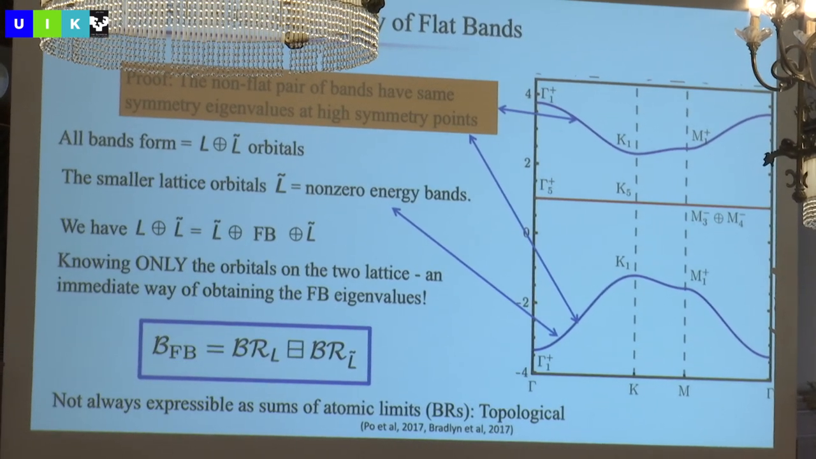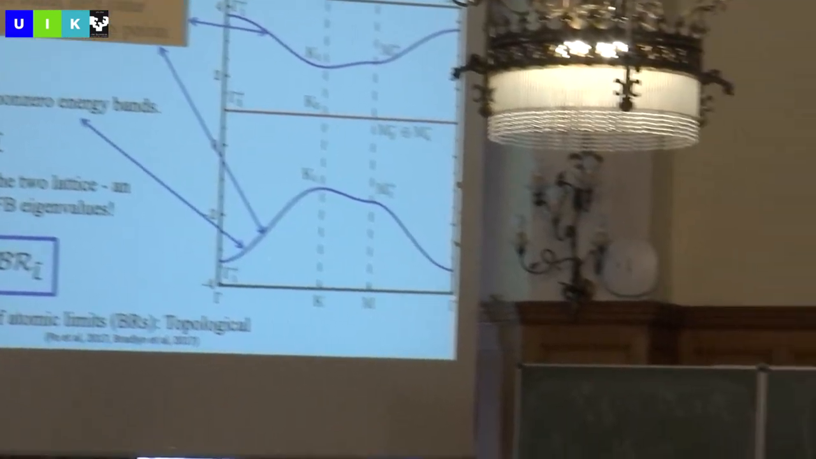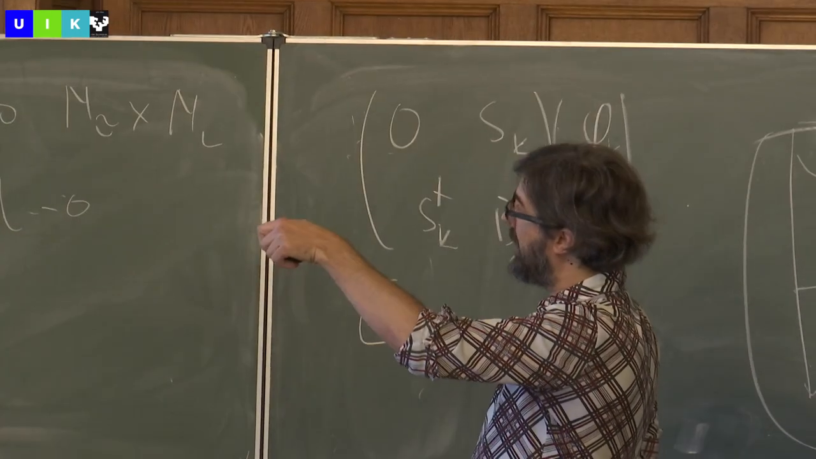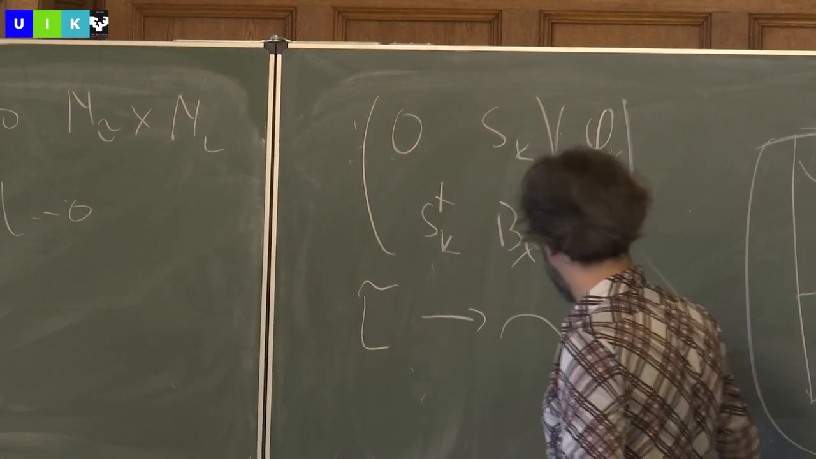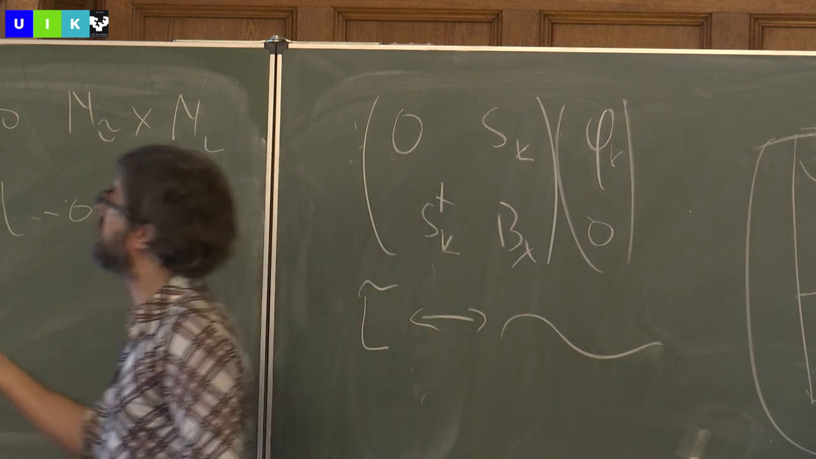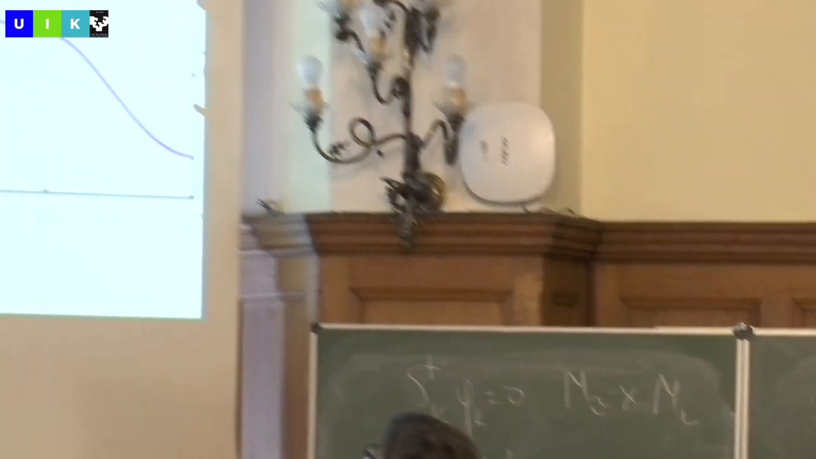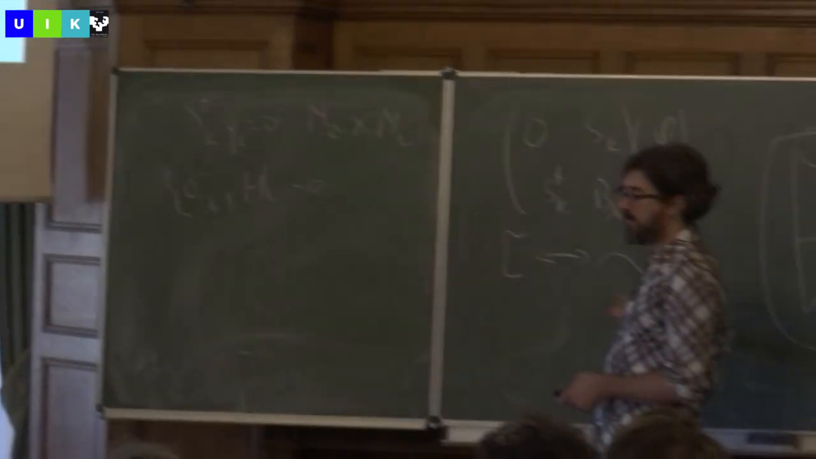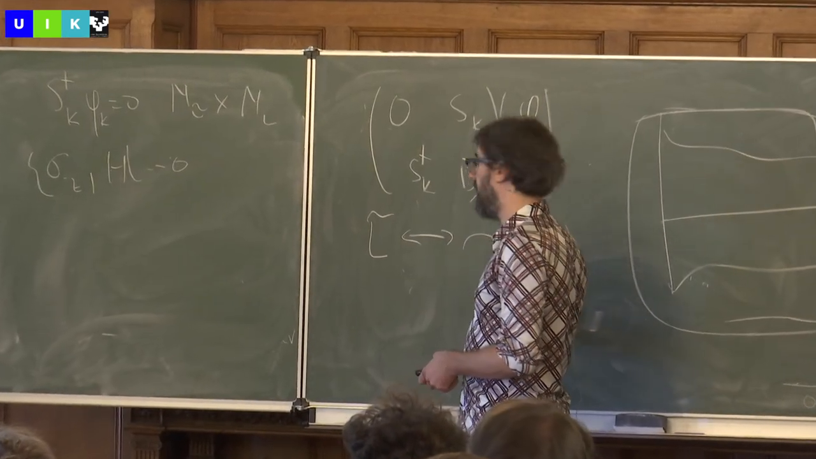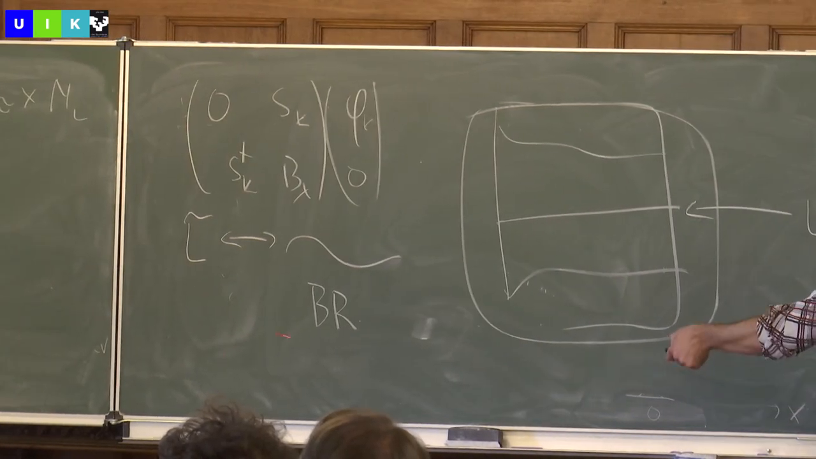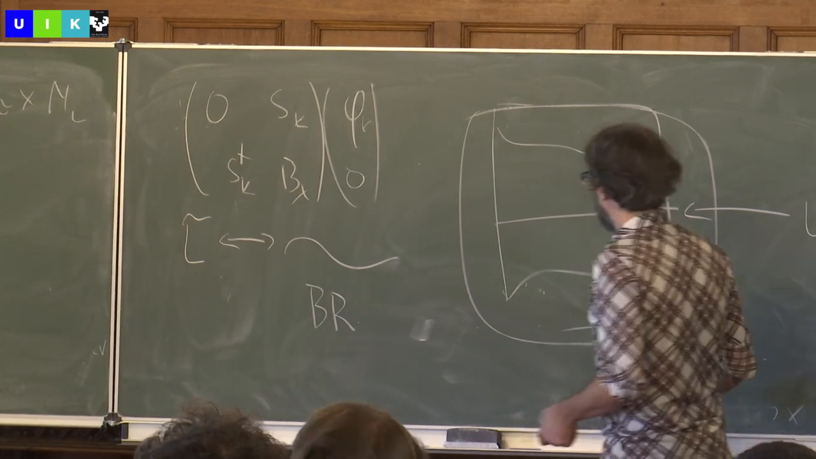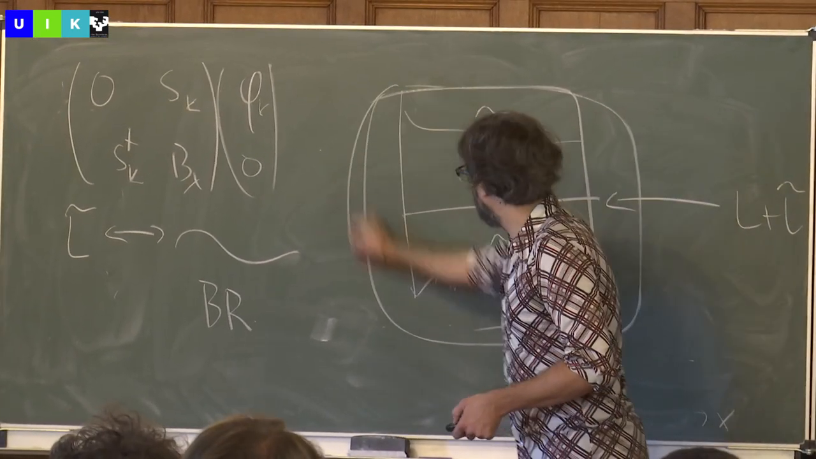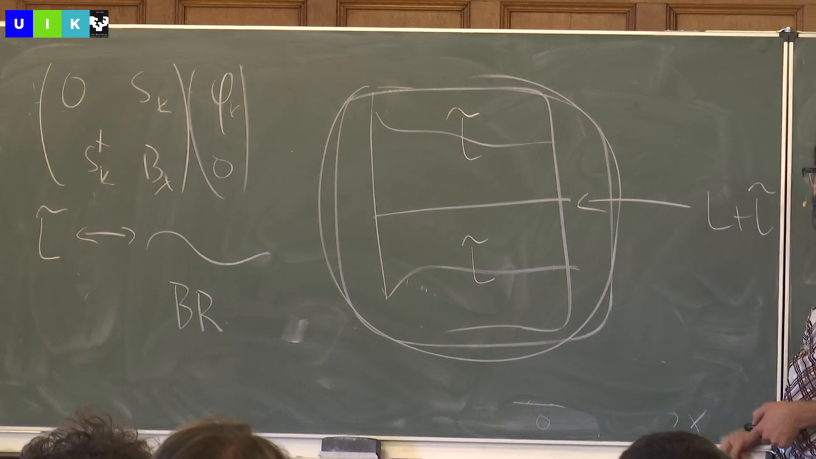Point number two is that one such dispersive band has the eigenvalues of the orbitals on the L tilde sublattice. So you can prove that one of these has the eigenvalues of the orbitals on the L tilde sublattice. So this is an atomic limit by eigenvalues. So call it a band representation by Zak. Okay, so this is an atomic limit. This is the atomic limit of L tilde, and this is the atomic limit of L tilde. Together, all of them form the atomic limit of L plus L tilde.